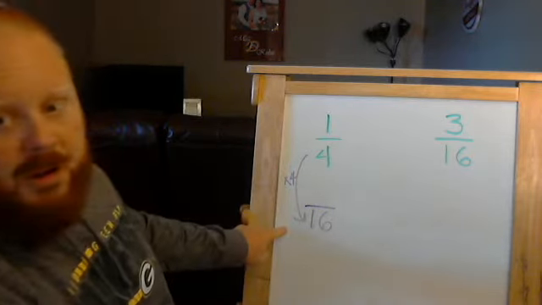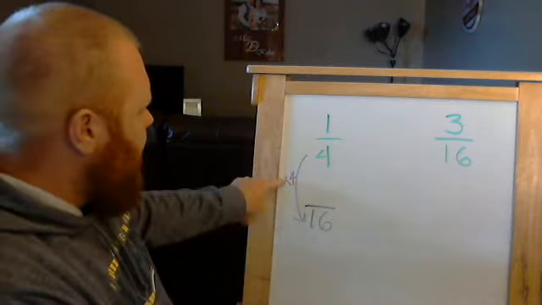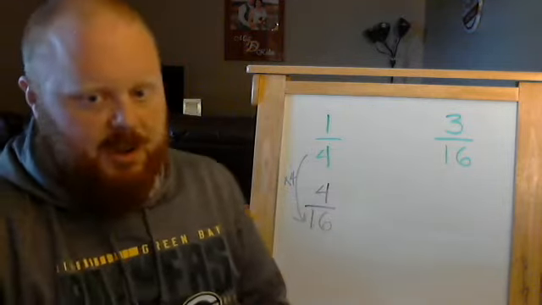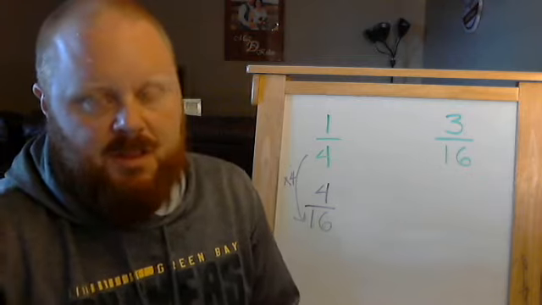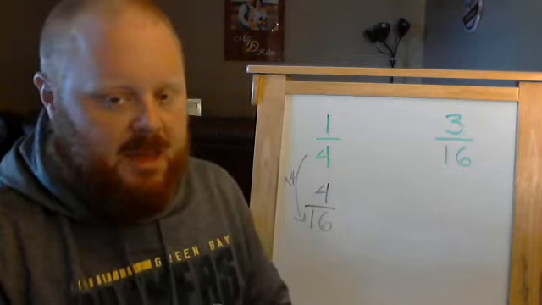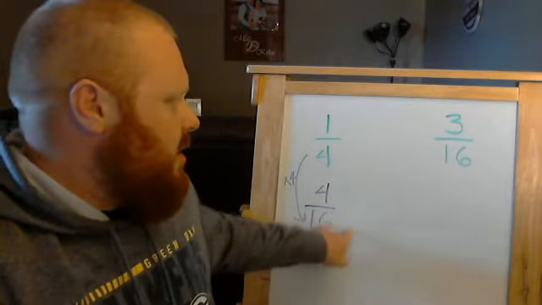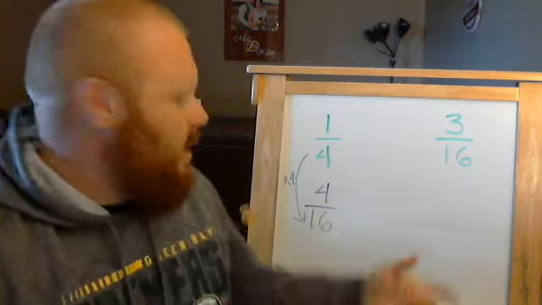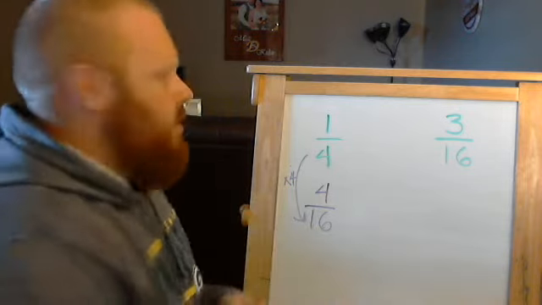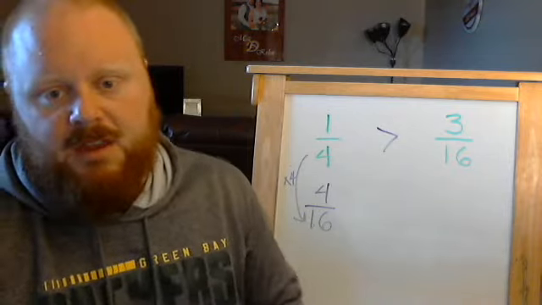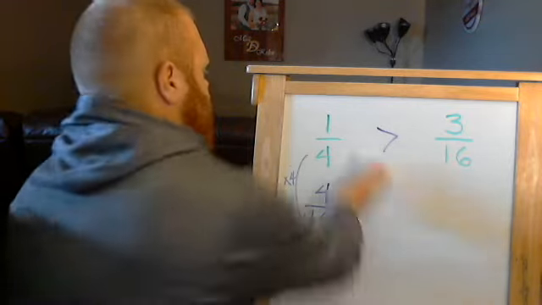Four times 4 is 16. 1 times 4 is 4. So now what I'm doing here is comparing 16ths to 16ths. This would be your classic comparing apples to apples and oranges to oranges. I know that 4/16 is larger than 3/16. The sizes are the same, there's one more piece here. So 1/4 is greater than 3/16.